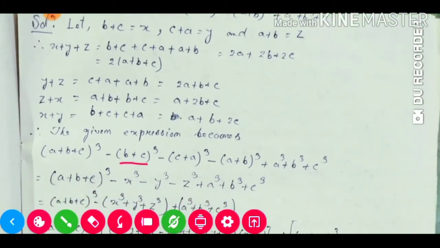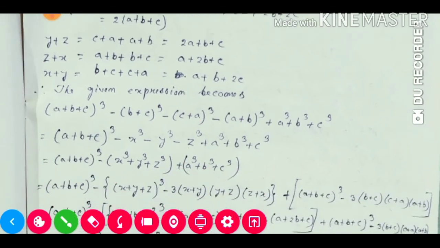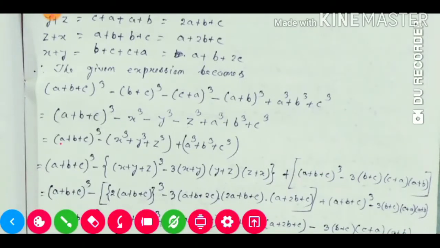And this one we are considering our X, so X cube. This one will be our Y cube, this one will be our Z cube. And this portion same to same will remain over here. So same to same will remain. Now A plus B plus C whole cube, same to same.